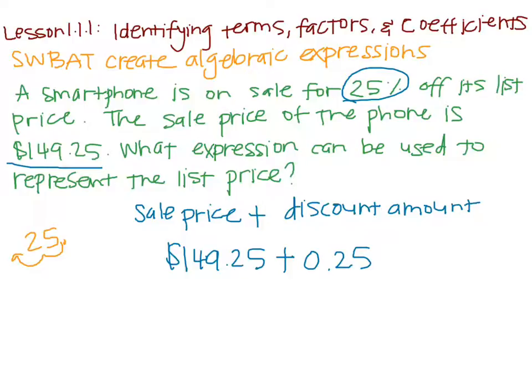The problem is that I don't know what the original price is. That's what I'm looking for. So since I don't know it, it's my variable. It's my x. So now this expression reads that the list price is the sale price plus 25% of the list price. Let's take a look at another example, and hopefully it will start to come together with our second one.